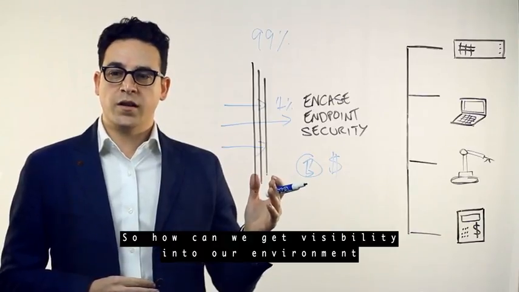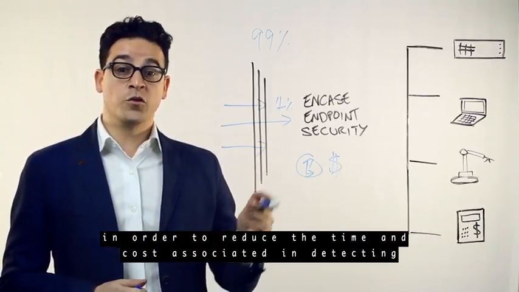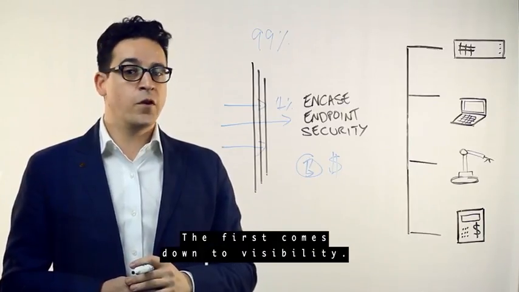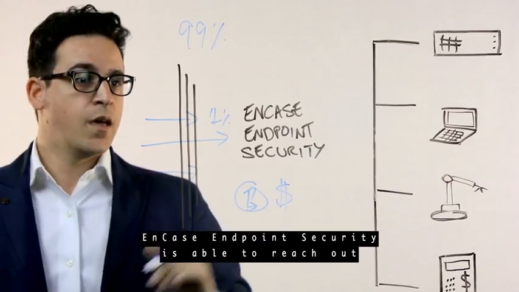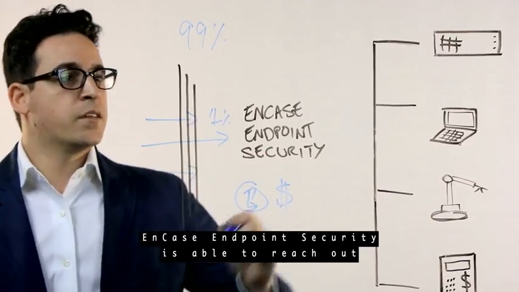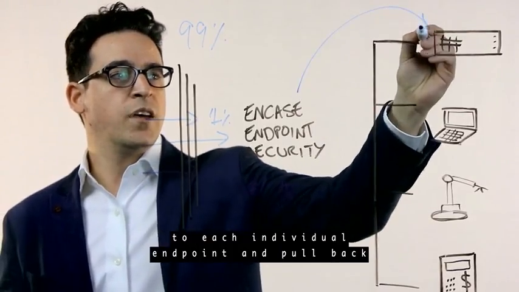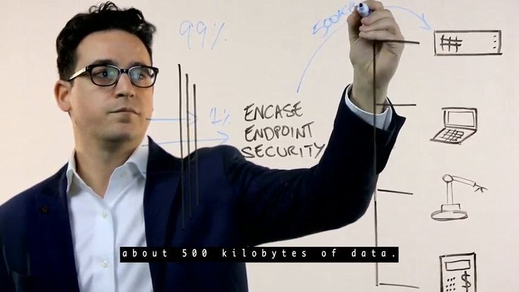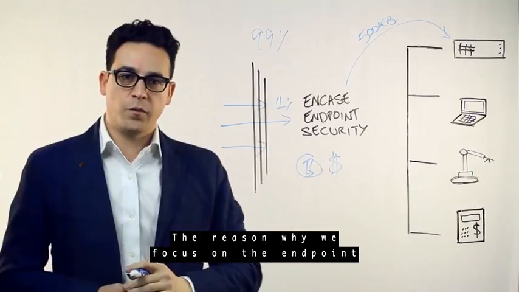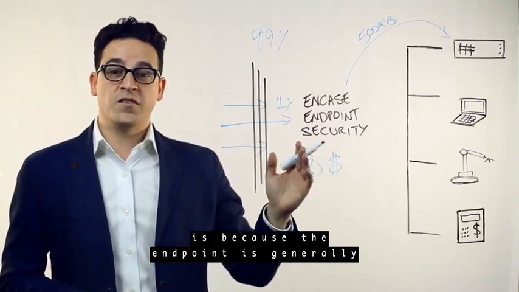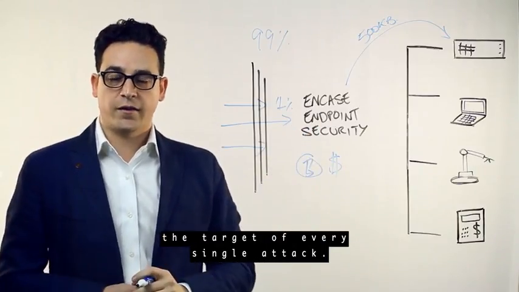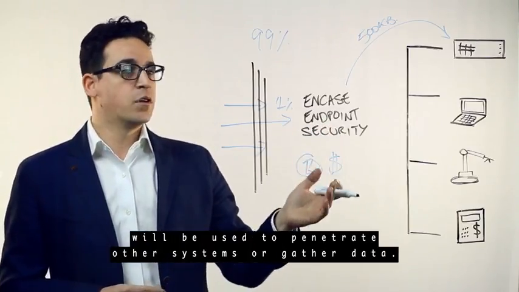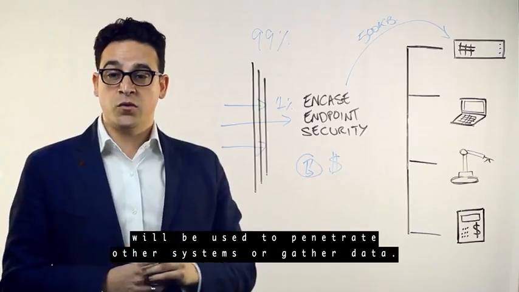So how can we get visibility into our environment in order to reduce the time and cost associated in detecting those advanced threats? The first comes down to visibility. EnCase Endpoint Security is able to reach out to each individual endpoint and pull back about 500 kilobytes of data. The reason why we focus on the endpoint is because the endpoint is generally the target of every single attack. There will be something on an endpoint that will be used to penetrate other systems or gather data.